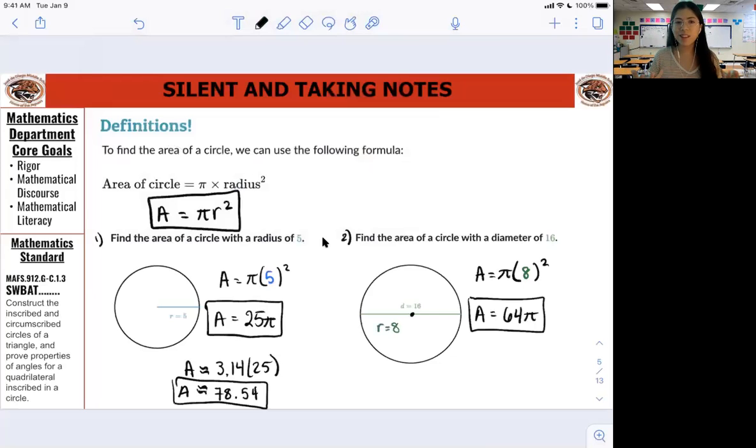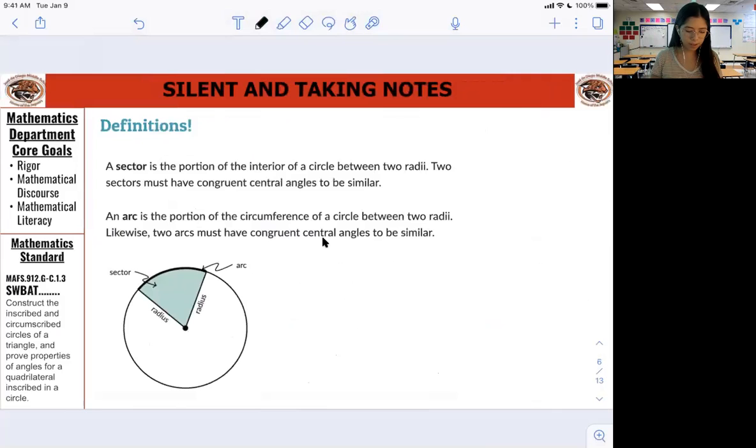So far, nothing too crazy, right? Any questions at all up to this point before I kick it up a notch? Okay, cool. All right, maybe these are new words. You may not have seen them before, but here we go. Can I have a volunteer read? What is the sector?